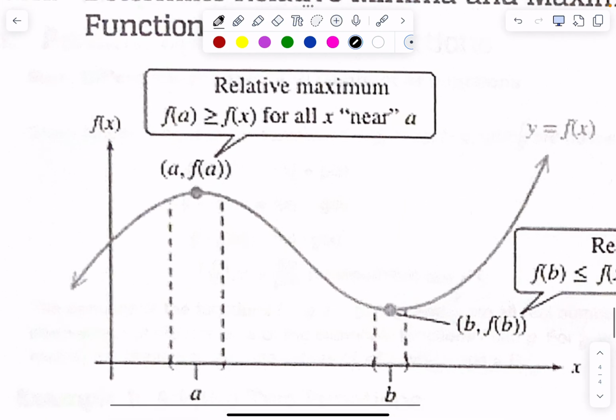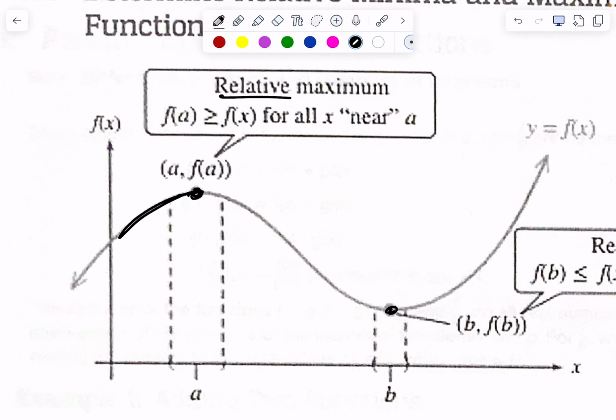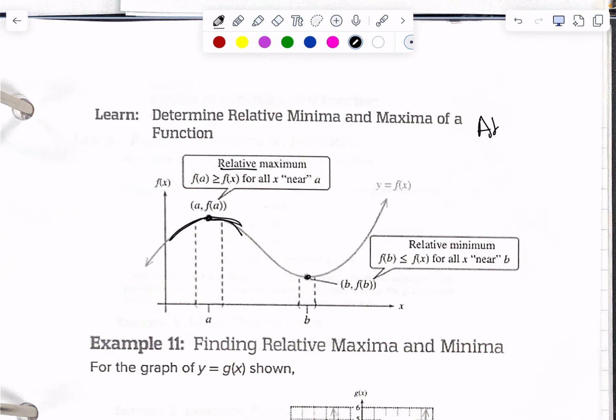A maximum is a high point. A minimum is a low point. They call them relative because relative means in relationship to all the points around it, it is a low point. Now, there is a difference between a relative max and min and an absolute max or min, right?